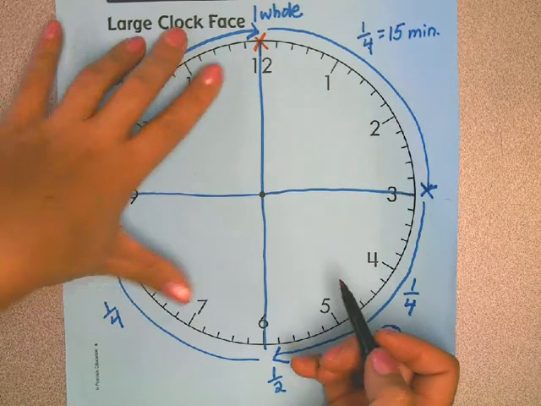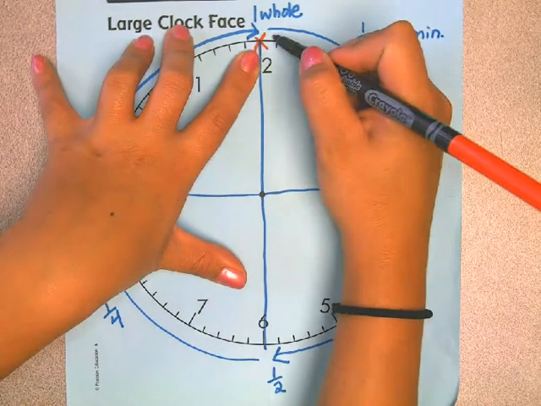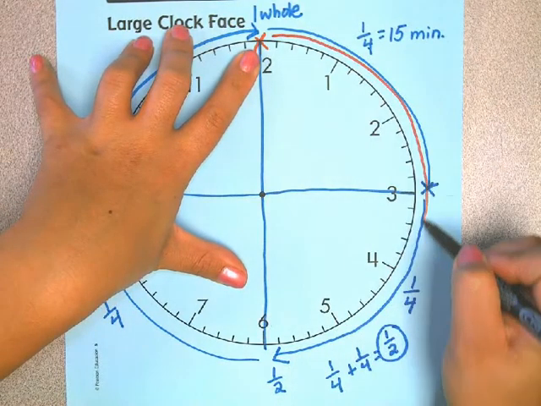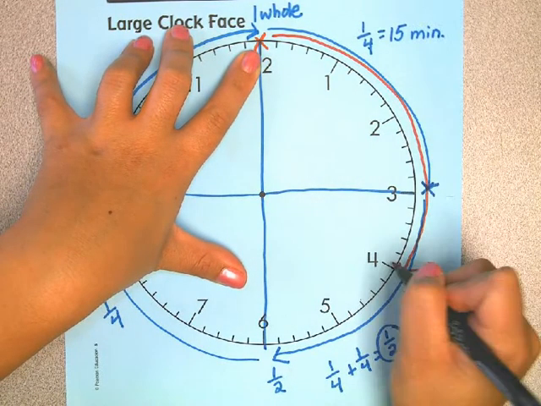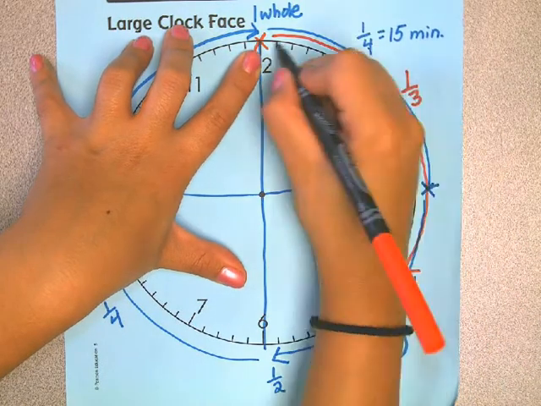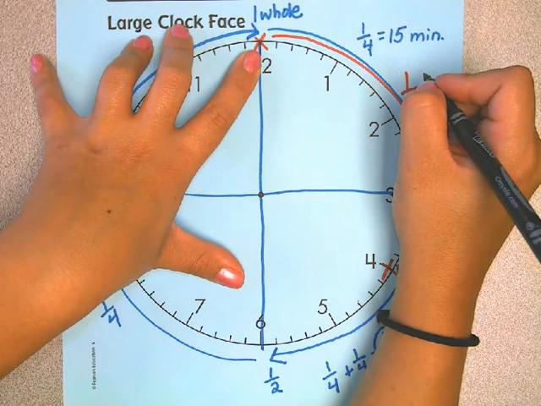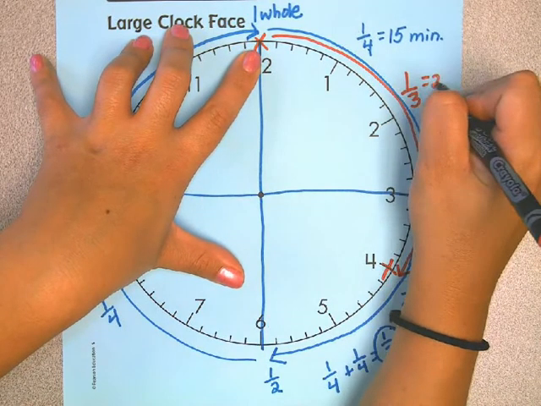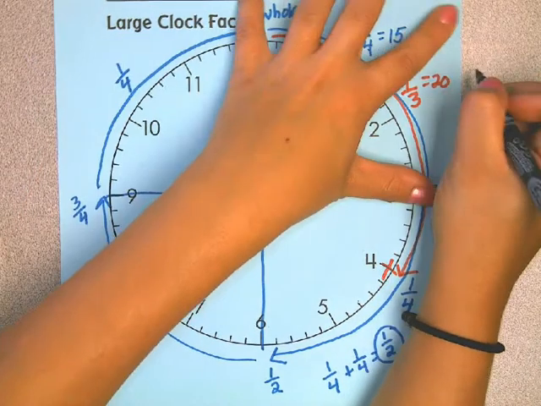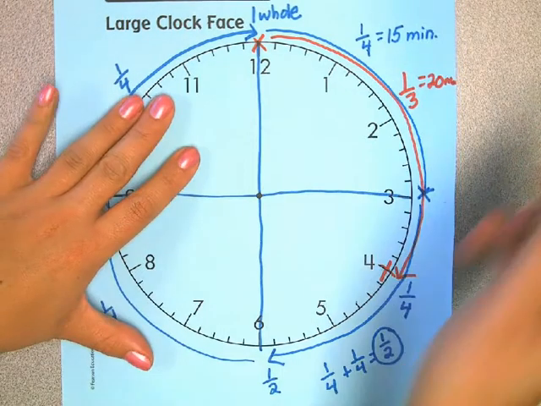Let's see, Courtney? Can you go to the 4? Yes. How did you figure that out? Well, the 4 is actually 20 minutes, and 60 divided by 3 is 20. Good. So 1/3 of a clock is how many minutes? Alex? 20 minutes. So 1/3 is 20 minutes.